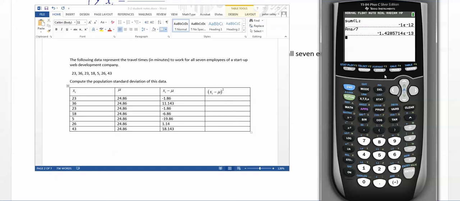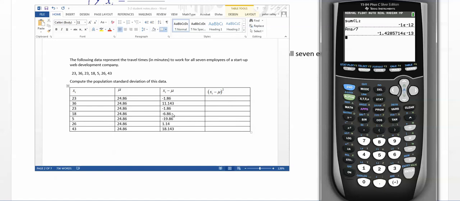Now, we already get this interesting number. I have mine at negative 1.42 e to the negative 13. Well, e to the negative 13 means 0.000000000. It's 0 is what happened. If I sum this up, I get 0. And that's what should happen because that's what the mean represents. It's the average value.